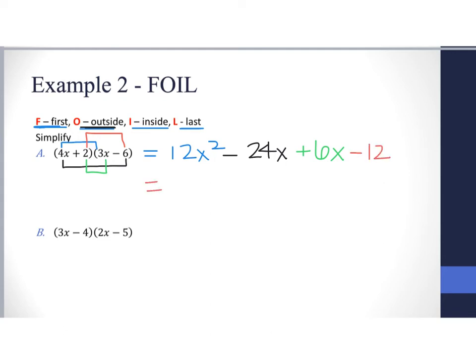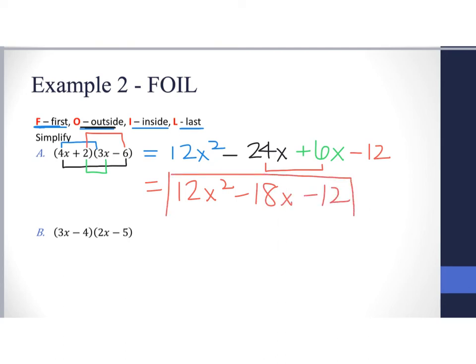Then I'm going to do just like I did before. I'm going to combine my like terms, and then I'm going to simplify. So this is going to leave me with 12x squared minus 18x minus 12. And this is my final answer for part A. So let's look at part B.